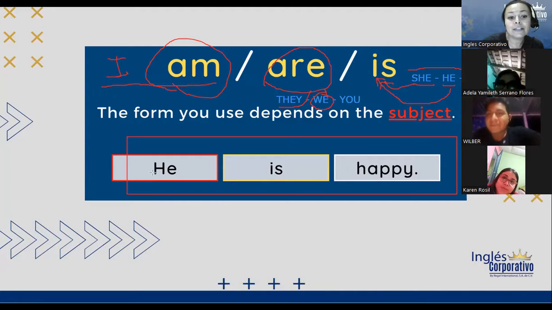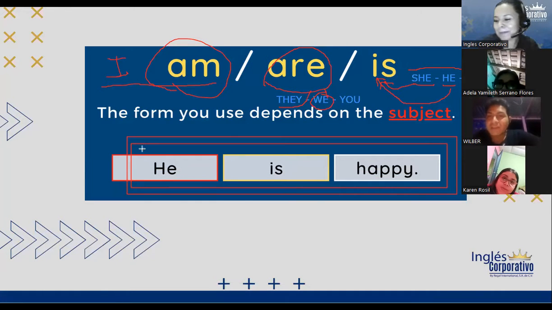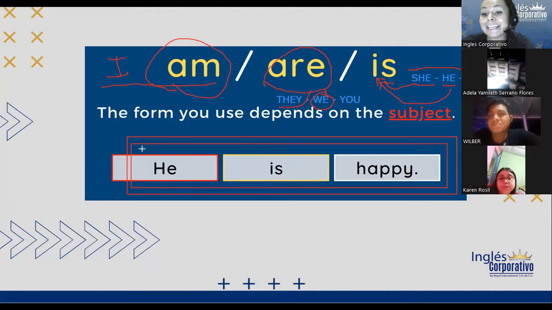No, here, aquí, mister, acá al final. Okay, perdón. No problem, no problem. Happy. Yes, very good. He is happy.